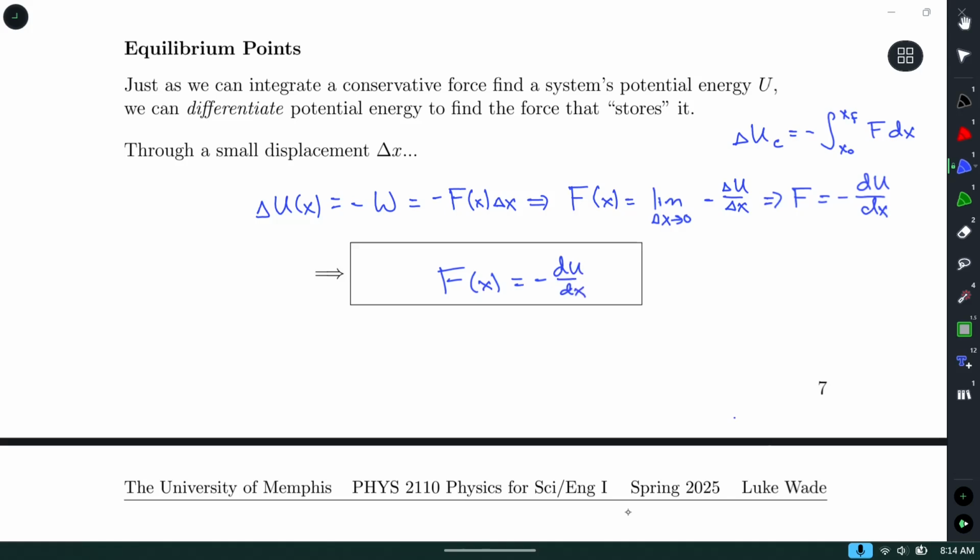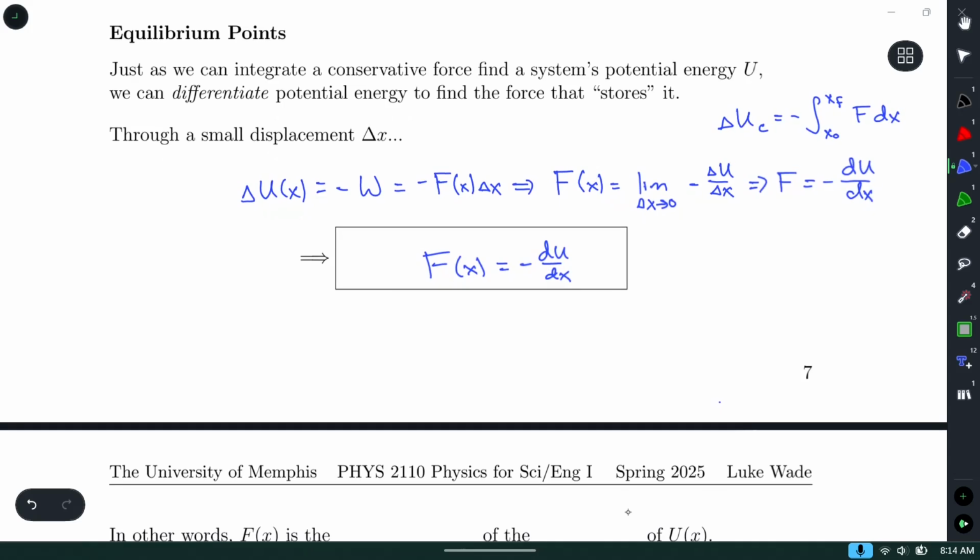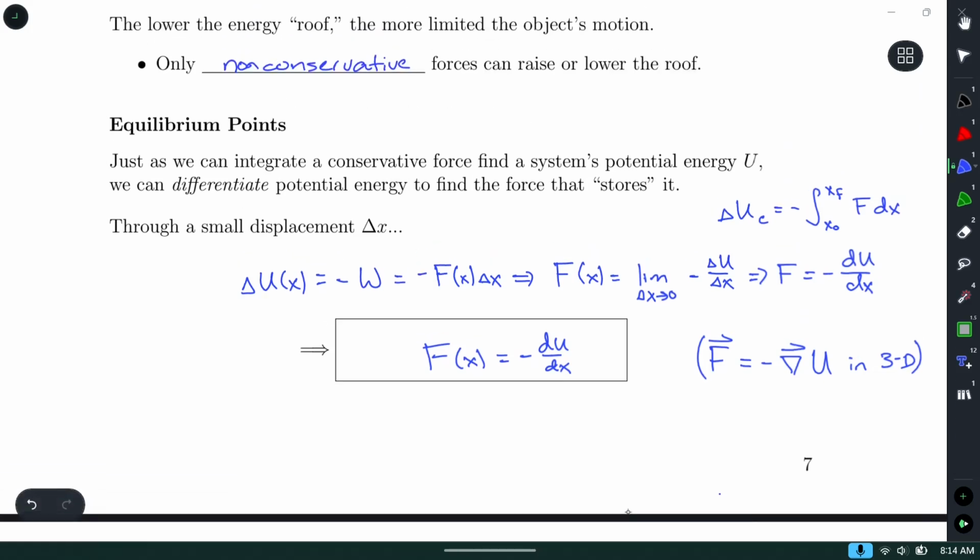If you take more physics classes after this, you'll see the more general version of this, because this is the 1D version. If you're taking Calc 3, you may have seen the gradient at some point. It's the 3D version of the derivative. So in 3D, this is written F equals negative gradient of U. Just think of that as you need to find the slope in this 3D space instead of along a 1D curve.